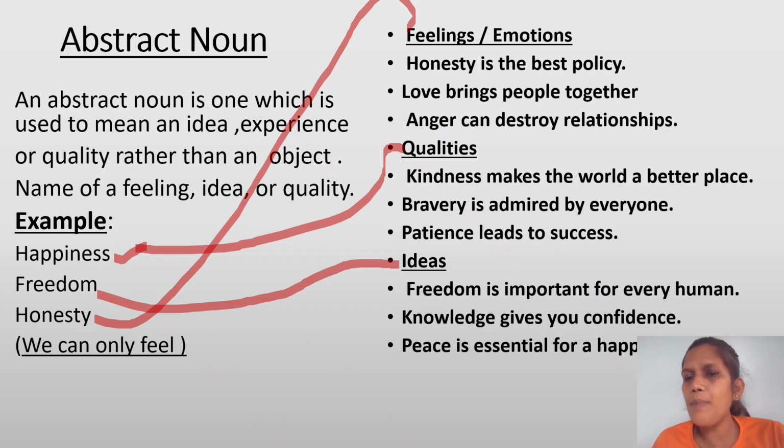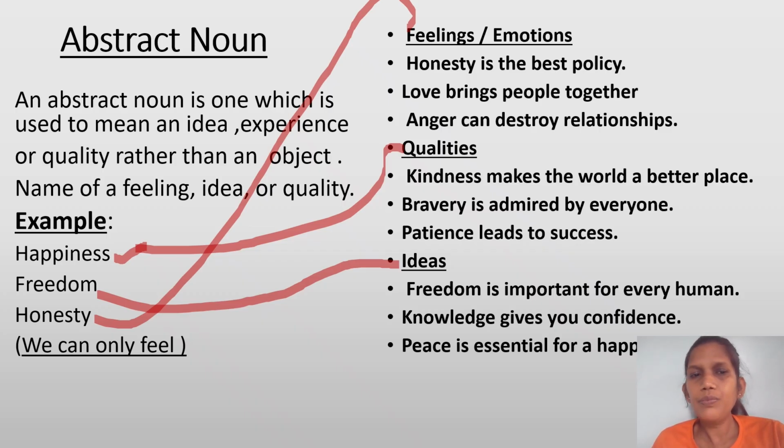Bravery is admired by everyone. Again, it comes under quality. Bravery is the quality. Patience leads to success. Again, patience is the quality. Idea, again into freedom. Example of freedom, again I have bifurcated into ideas. That is, freedom is important for everyone. Okay. Knowledge gives you confidence. Peace is essential for a happy life.